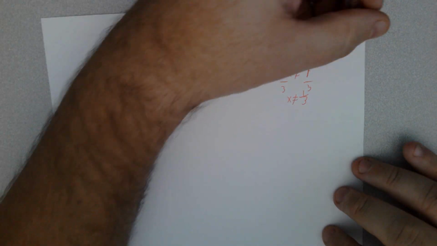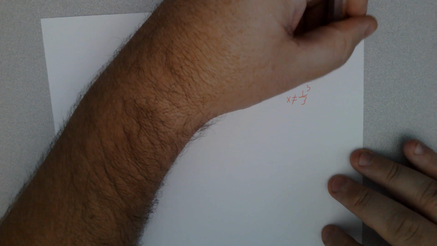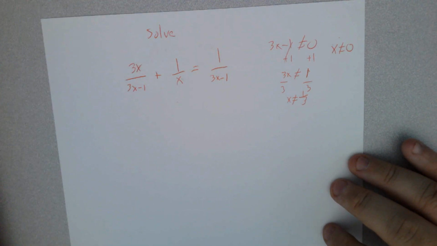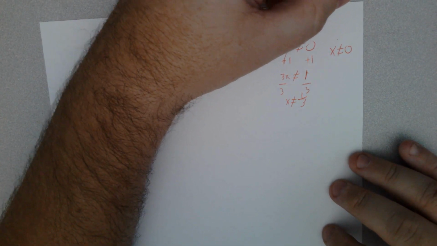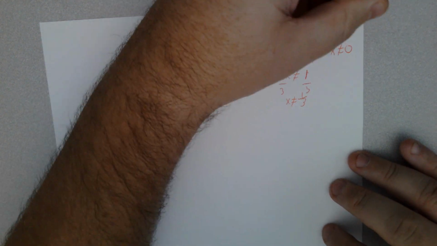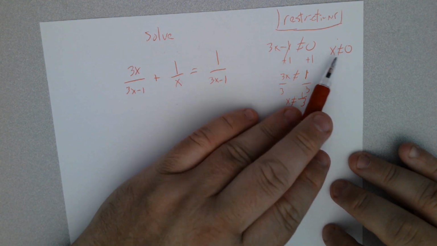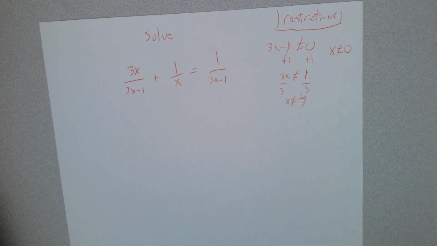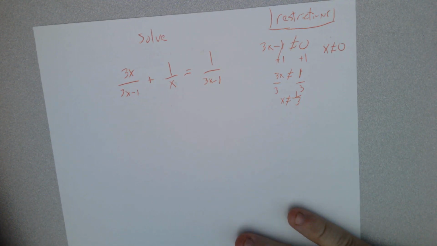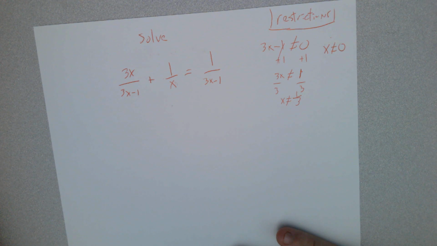And here I have just an x in the denominator by itself, which also, if I set that not equal to 0, means x cannot equal 0 as well. So our restrictions on our solutions for this problem are that x cannot equal 1/3 and x cannot equal 0. So we need to keep that in mind as we go through. When we get solutions for x, if any of them are one of these particular values, that is not a valid solution to this problem.